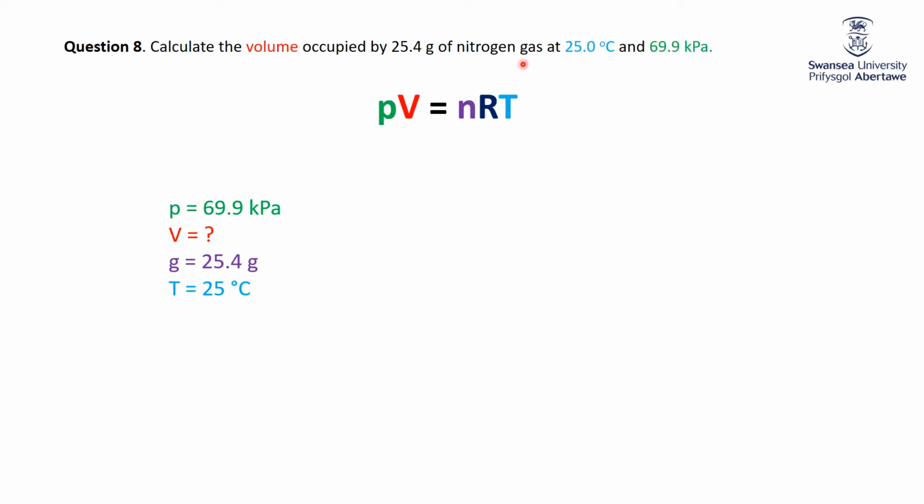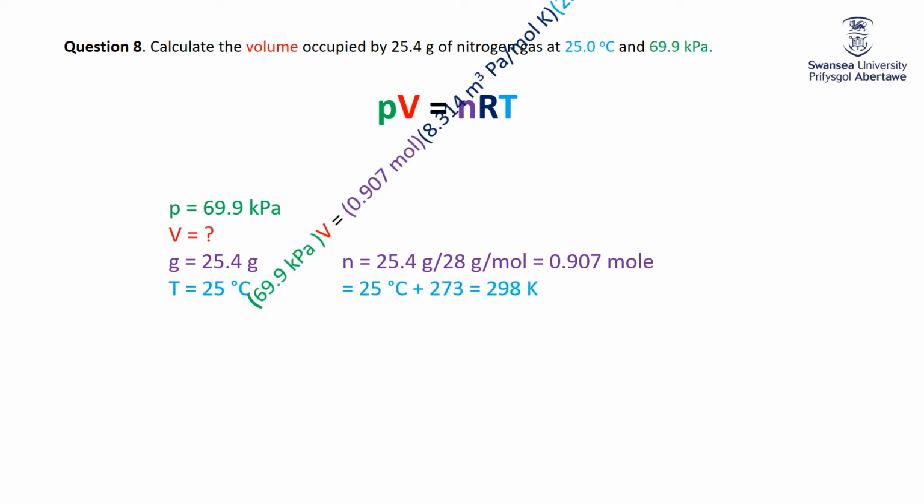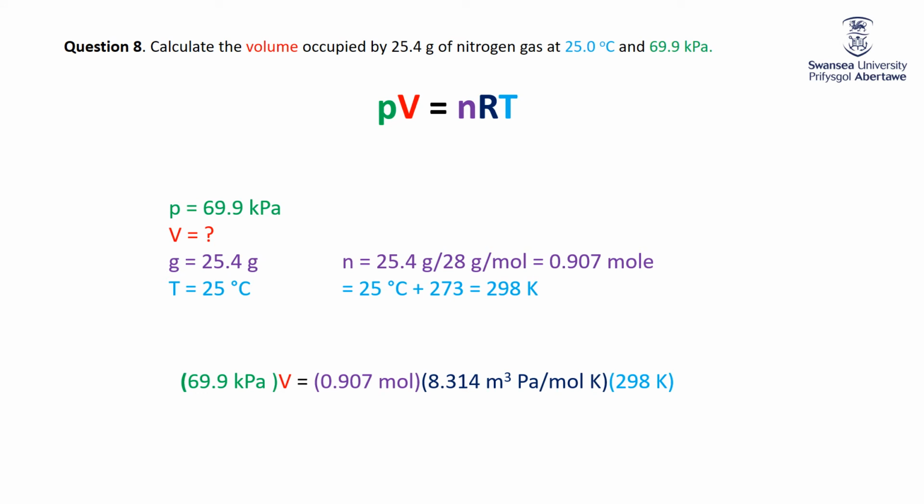Well, that's of nitrogen gas. Nitrogen gas is N2. Atomic mass of nitrogen is 14, so we'll just divide 25.4 by 28 grams per mole, and we get 0.907 moles. Temperature, of course, never ever use anything but Kelvin, so we'll add 273 to that to get 298. Plop everything in. Now the value of R, 8.314 cubic meters pascals per mole Kelvin. That's our moles, that's our Kelvin.